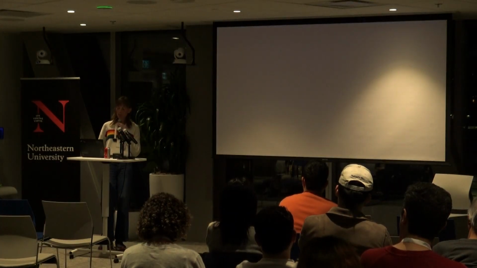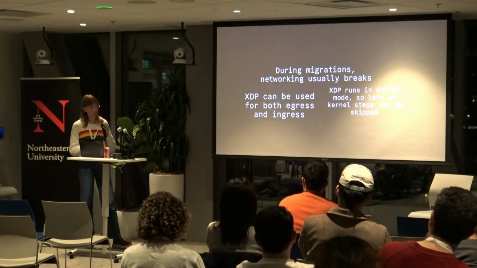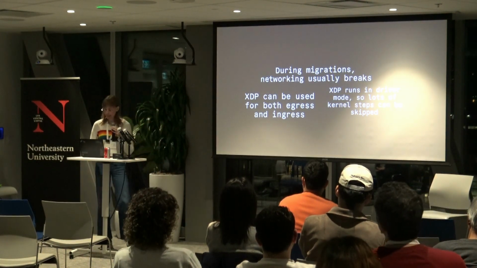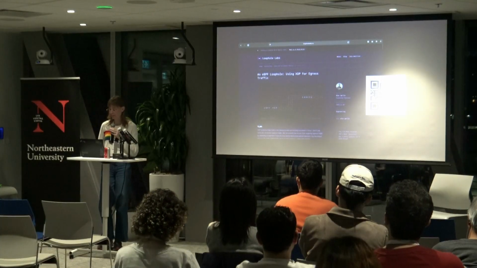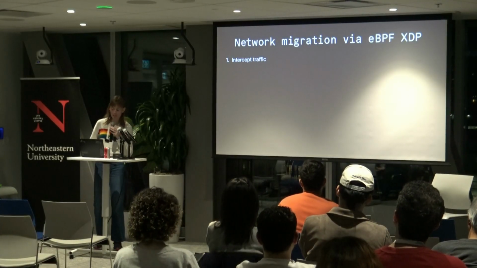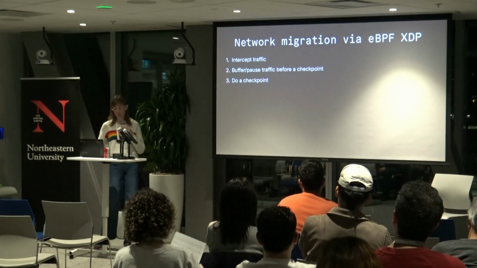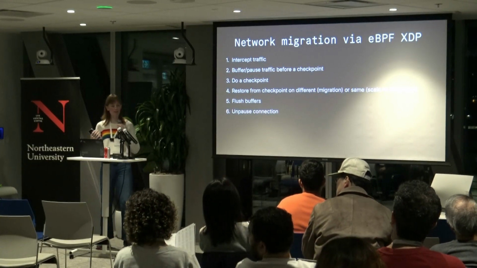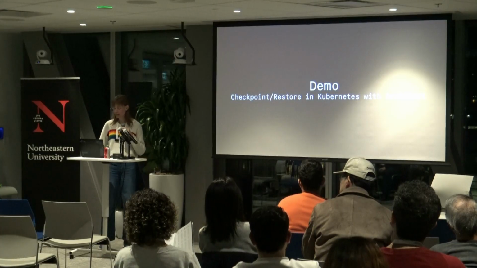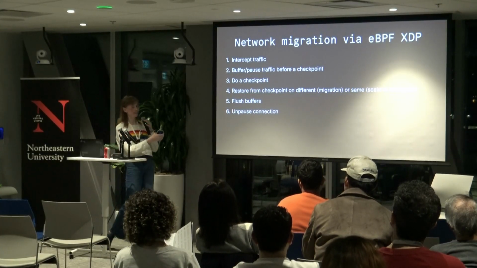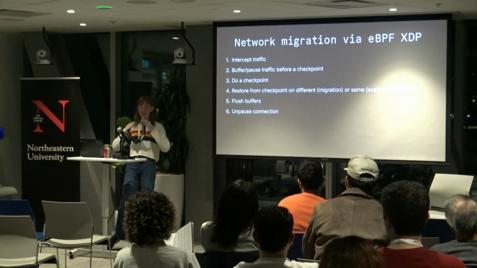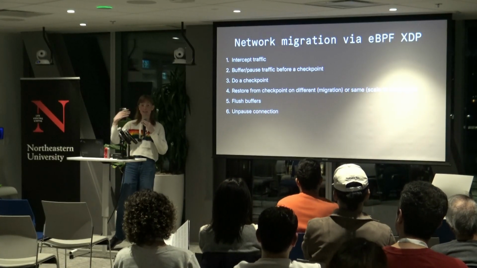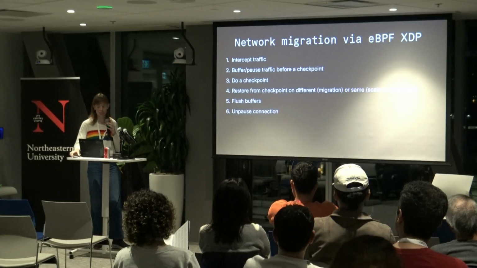We also do this for network migrations. Usually networking breaks. We have found a way to skip this by running special code on the network cards. Again, there's a blog post on this, and I'll talk a bit more about it later. Basically, we intercept traffic, we buffer it before a checkpoint, we do a checkpoint, we restore a checkpoint, we then flush those buffers back into the devices, and we unpause the connection. This way, we can basically do a migration from one node to another node without anyone knowing that the migration happened. Not even you as a client know it. So it's completely zero downtime.